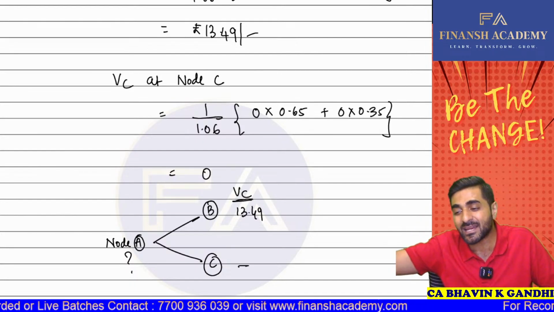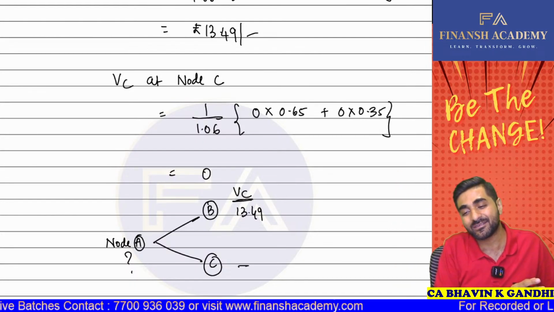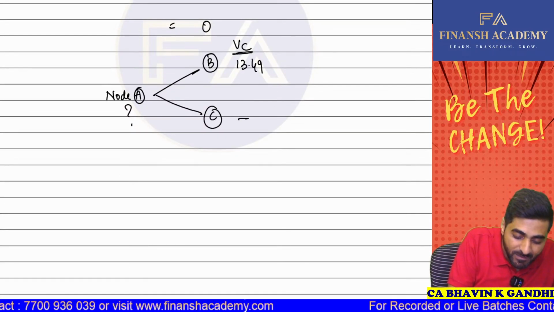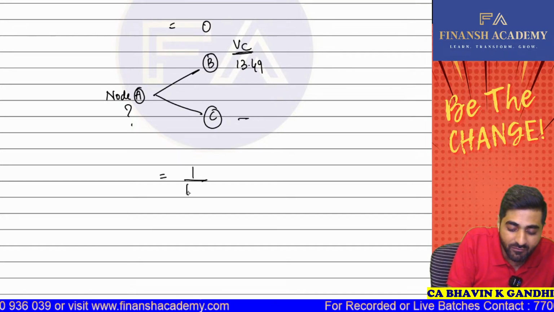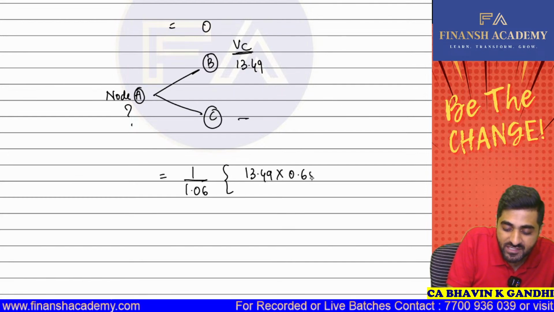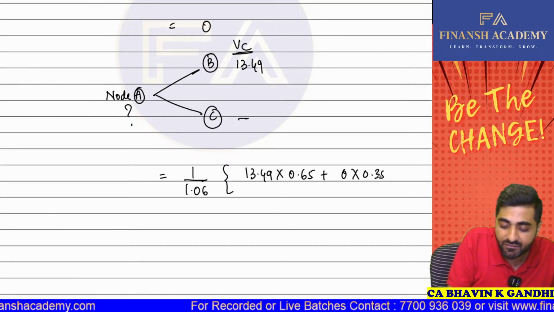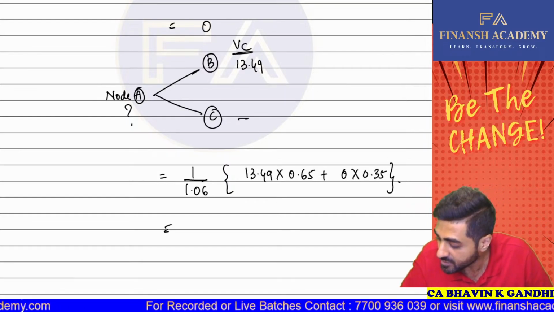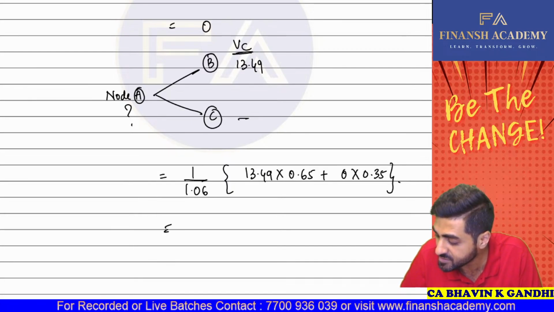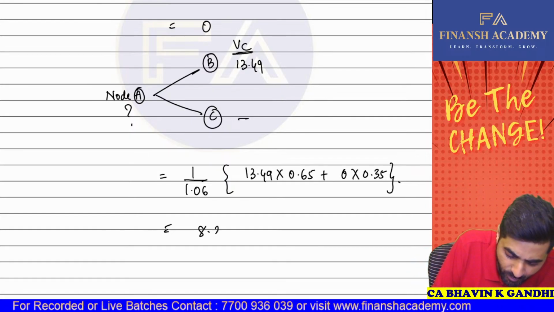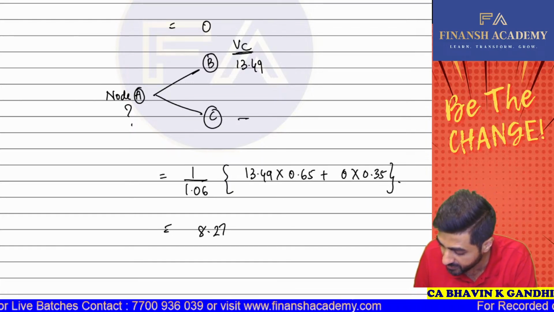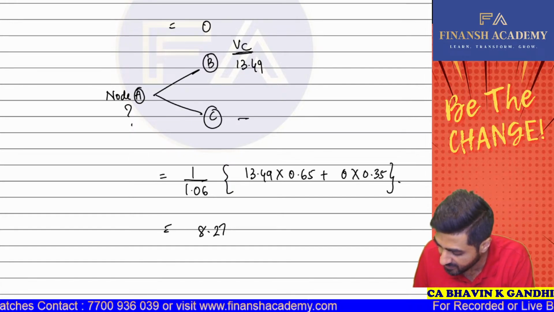So did you realize that in a two-step table, this is how we calculate the value of the call. First we calculate the value of the call at node A. How will we do that? We take 1 divided by 1.06 and 13.49, which I multiply by 0.65 plus 0 into 0.35. So this gives me 13.49 into 0.65, divided by 1.06. So ultimately something like 8.27. This is going to be my value of the call option at node A. So you should be getting this as an answer.